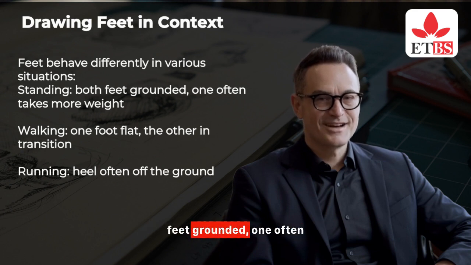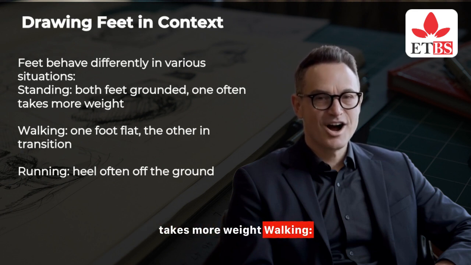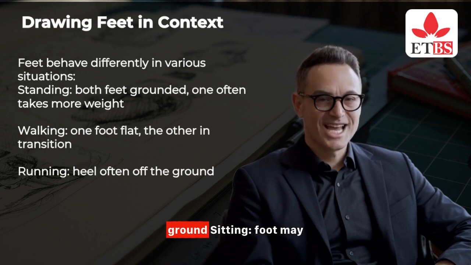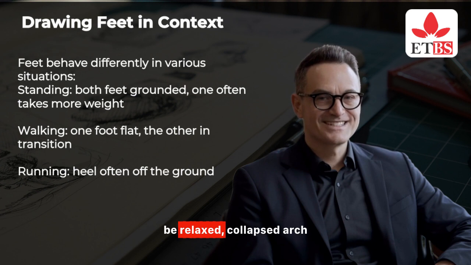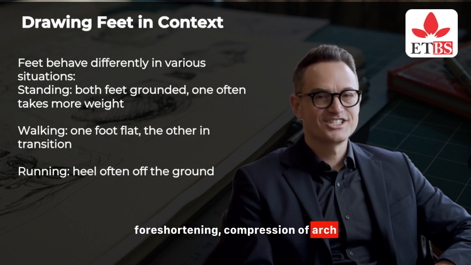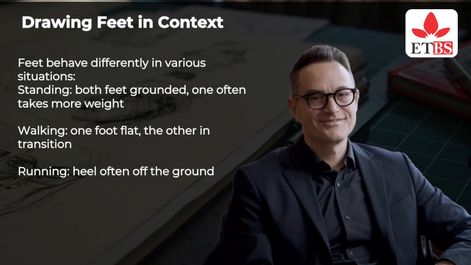Standing: both feet grounded, one often takes more weight. Walking: one foot flat, the other in transition. Running: heel often off the ground. Sitting: foot may be relaxed, collapsed arch, cross-legged or bent positions. Foreshortening: compression of arch. Include shadow and ground contact to anchor the feet in space.